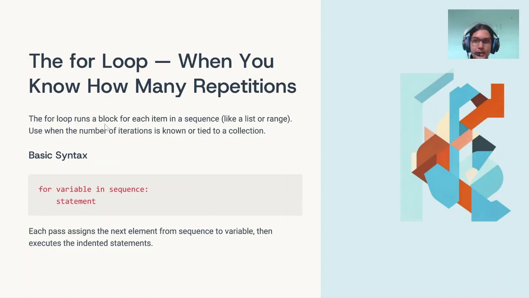the for loop runs a block for each item in a sequence like a list or a range. It is used when the number of iterations is known or tied to a collection. Each pass assigns the next element from the sequence to the variable, then executes the indented statements. This is also a very important type of loop for Python, okay?